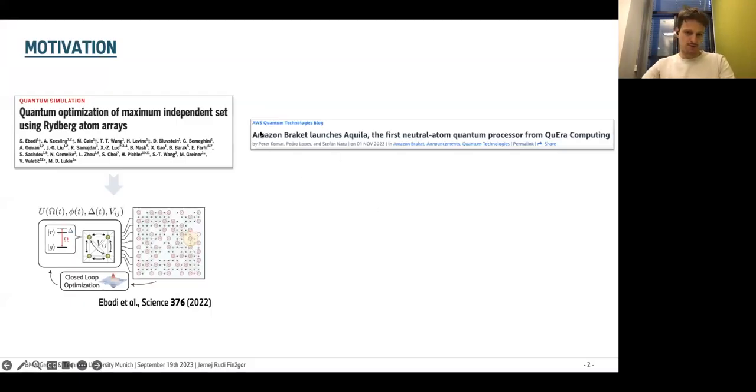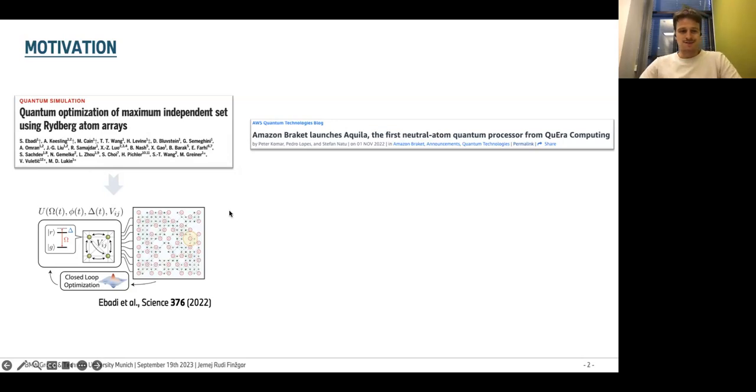I think this paper in the top left corner of your screen is probably my favorite paper from 2022. And for those of you who aren't familiar with this really nice work, I'll give a 30-second summary for now. It is from the QuEra / Greiner / Vuletic labs at MIT and Harvard. And the whole idea of the paper is to use closed-loop optimization to optimize adiabatic protocols on neutral atom quantum computers to solve the maximum independent set problem.